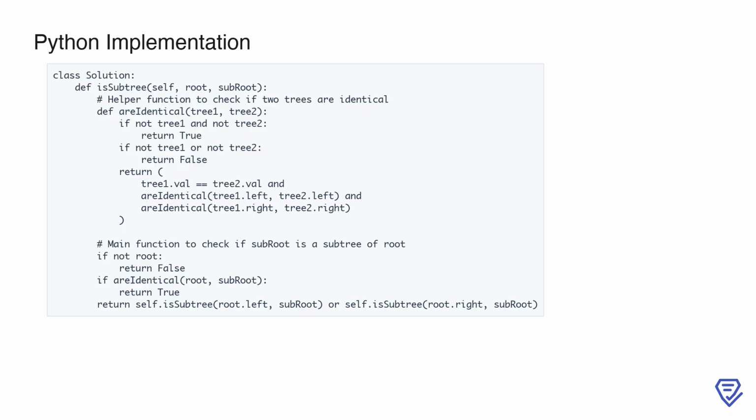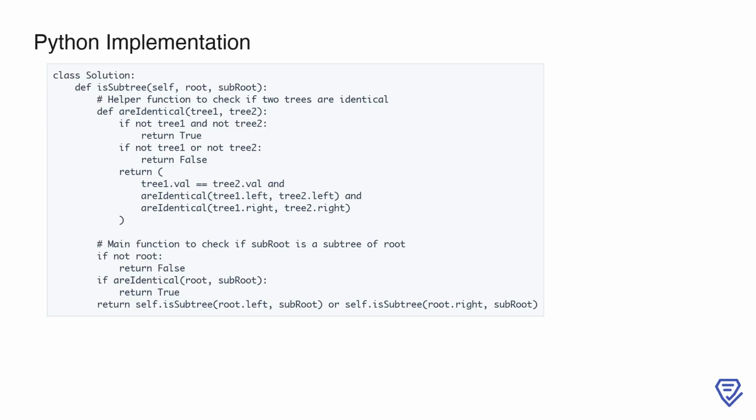Next, in the main function is_subtree(root, subroot), we handle the base case where root is none. If root is none, it cannot contain any subtree, so we return false. Otherwise, we check if the trees rooted at root and subroot are identical using the r_identical helper. If they are, we return true. If they are not identical, we recursively check if subroot is a subtree of the left or right subtree of root. This is done by calling self.isSubtree(root.left, subroot) and self.isSubtree(root.right, subroot).